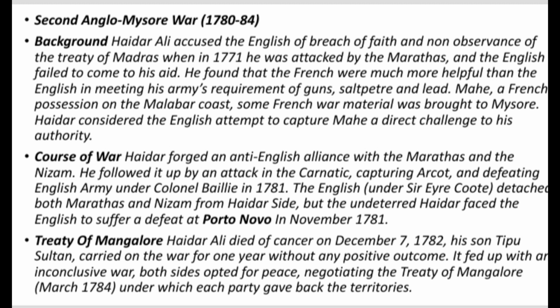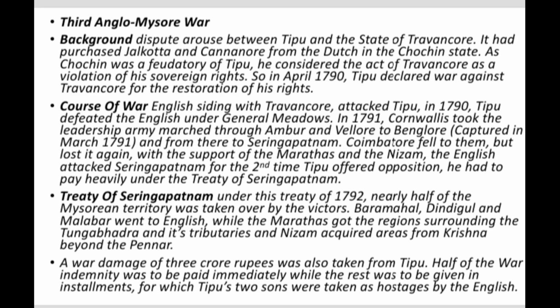Now the Third Anglo-Mysore War. First of all, we will know the background. The dispute arose between Tipu and the state of Travancore. Travancore had purchased Jalkotal and Kannur from the Dutch, in the Cochin state. As Cochin was a feudatory of Tipu, he considered this act of Travancore a violation of his sovereign rights. So in April 1789, Tipu declared war against Travancore for the restoration of his rights.